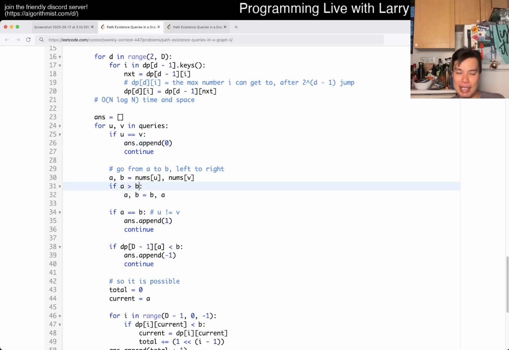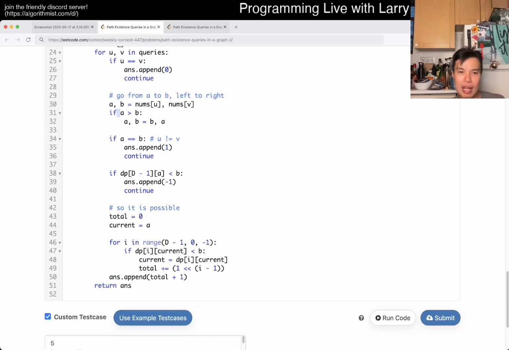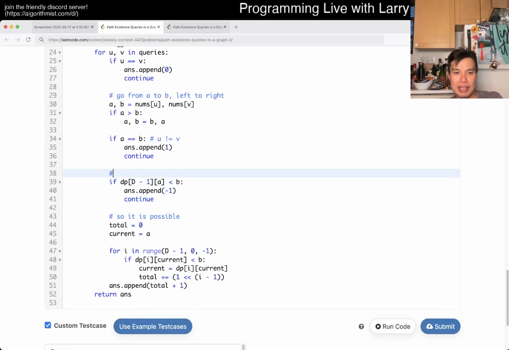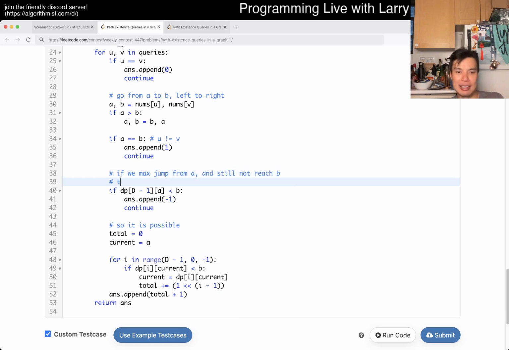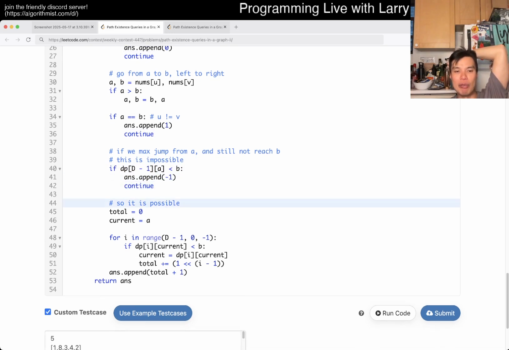So if A is bigger than B, or if A is to the right of B, then we just swap them, right? This is the biggest case, right? So if we max jump from A and still do not reach B, then that means this is impossible. That's basically what this means, right? So that's why we do -1 and then we skip. Otherwise, it is possible.